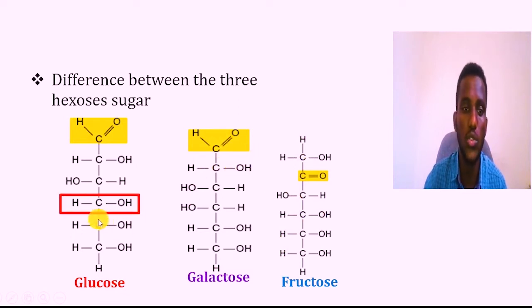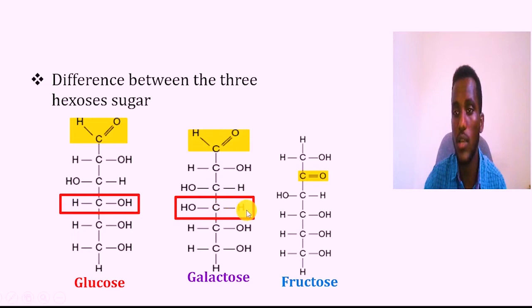ስለዚህ ሁለቱ እንዴት ነው የምንለያቸው ስንል if you just go to carbon number 4, 1 2 3 4, carbon number 4 ላይ the OH or the hydroxyl is found at the right and the hydrogen is found in the left. But in case of galactose ላይ በመመልከት ጊዜ the OH is found in the left side and the hydrogen is found in the right. So this is the main difference regarding the two monosaccharide units.